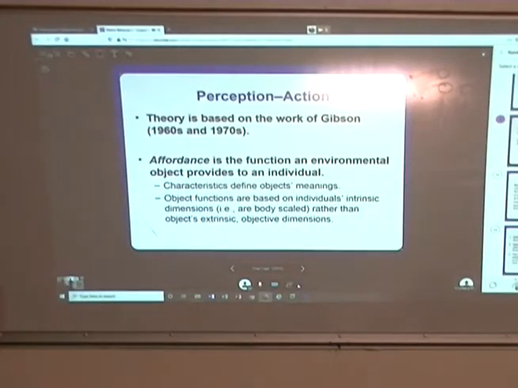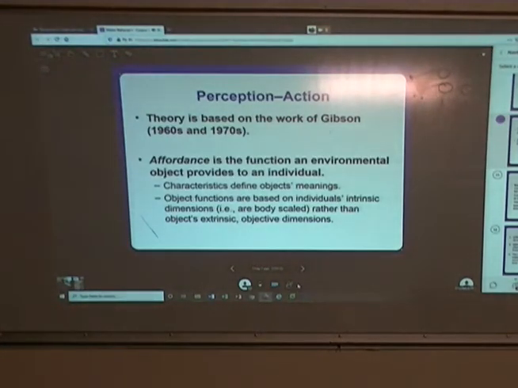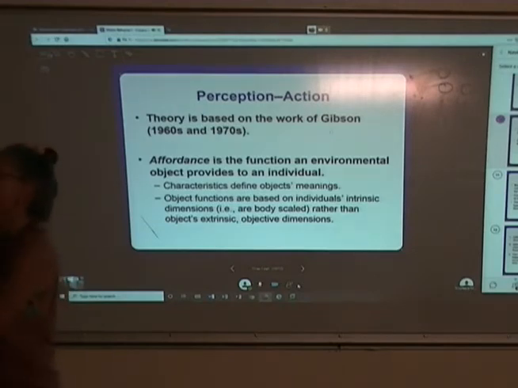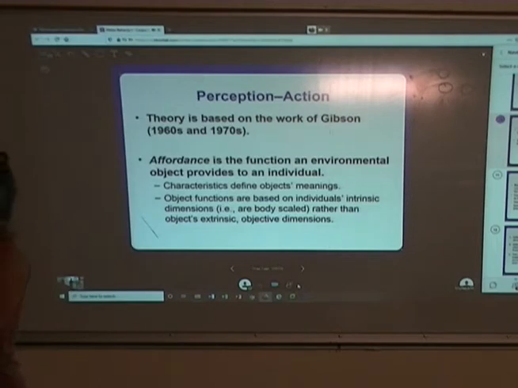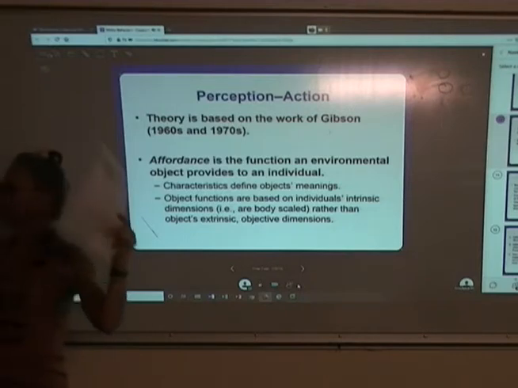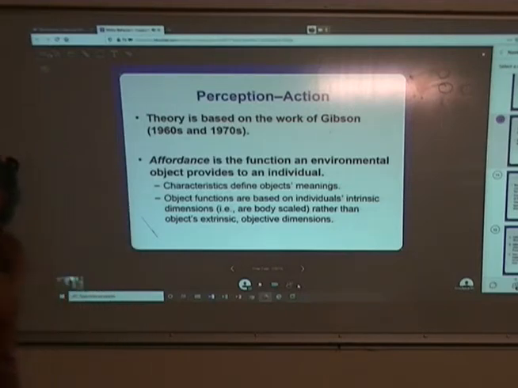I can't learn about objects unless I can move around objects. And once I understand the object, it changes how I move with that object, right? So there's this continual back and forth between our perception of our environment and our movement within our environment.